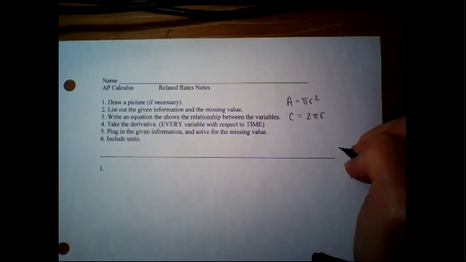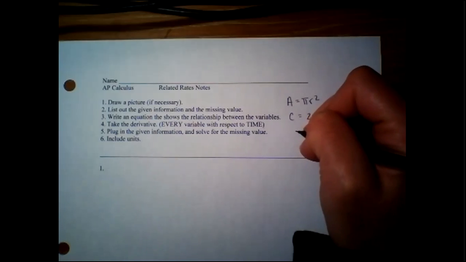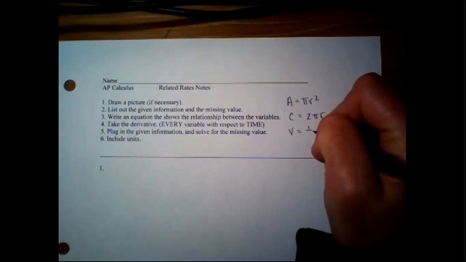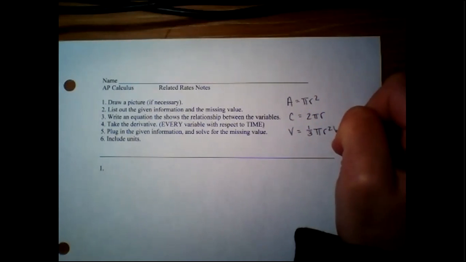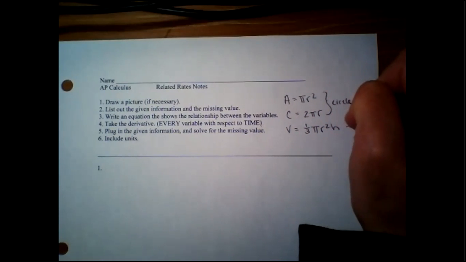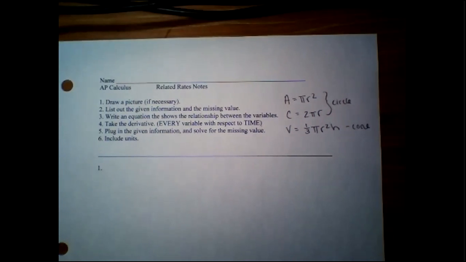Sometimes it will have to do with the volume of a cone or the volume of a sphere. I would give you those volume equations, and they would typically give you those on the AP exam as well. I have one on here that has to do with a cone, so let me give you the volume equation for a cone right now. Volume for a cone is 1/3 pi r squared h. So that's for a cone, and these are for a circle. You have to come up with some relationship between the variables, and it depends on the situation in the problem.